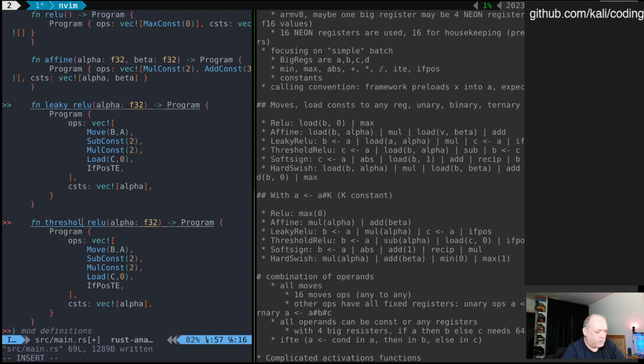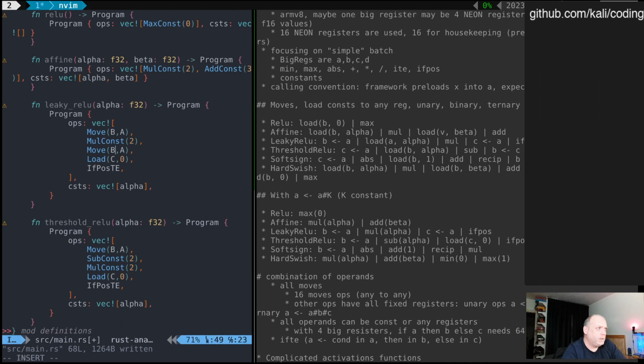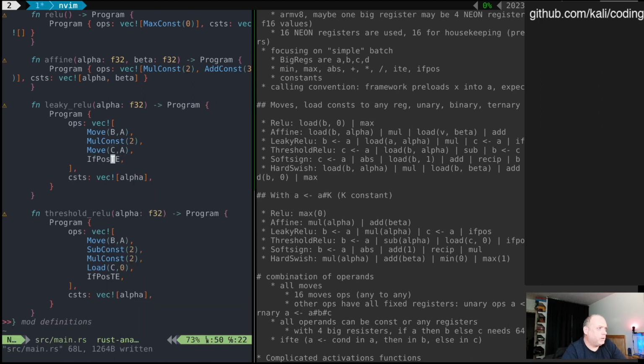So threshold has just an alpha parameter, and it does move. This one is wrong because destination is first. No, that's right. B to A. Move B to A. Threshold. Sub. I did it wrong, that one was threshold. Damn. Yeah. Completely wrong. So what I have now is already threshold, and this one is not leaky. Okay. Again, so I have mul alpha, I have move C to move A to C, I have if pose. Here we go. That was leaky. Threshold, soft sign.